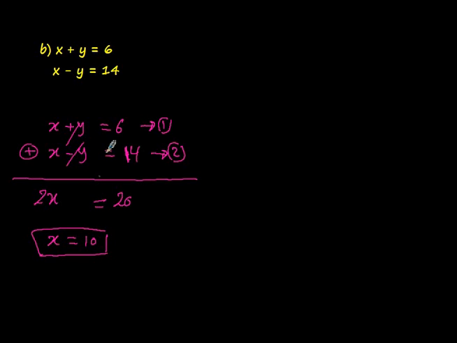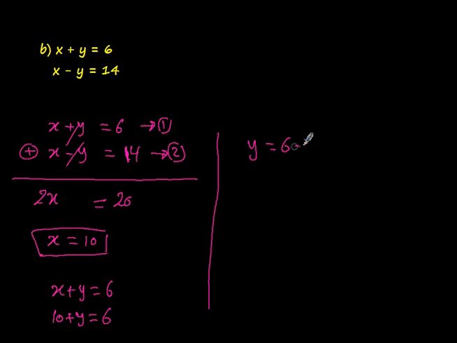After that, you need to find out the value of y. So you can substitute in any of these two equations. So I know that x plus y equals 6. This is from the first equation. 10 plus y equals 6. By subtracting 10 from both sides, you will have y equals 6 minus 10.